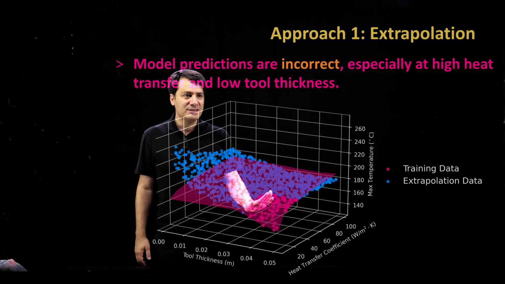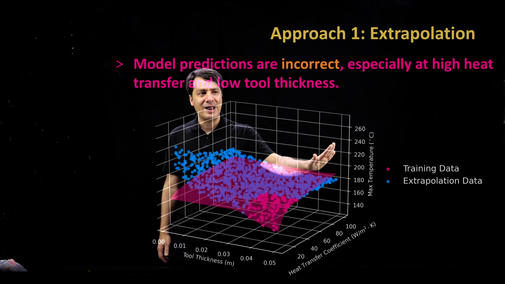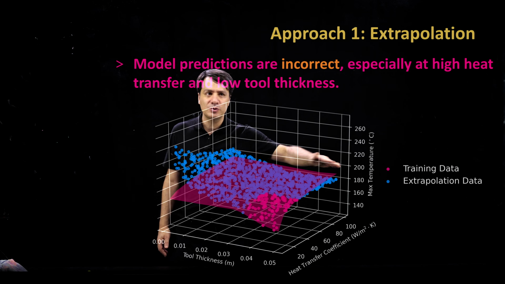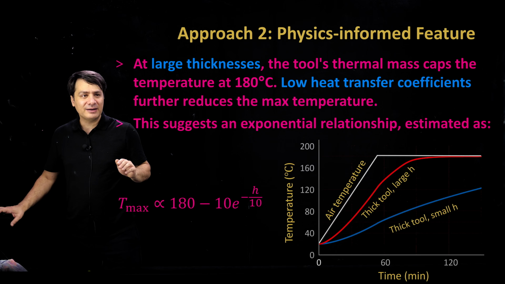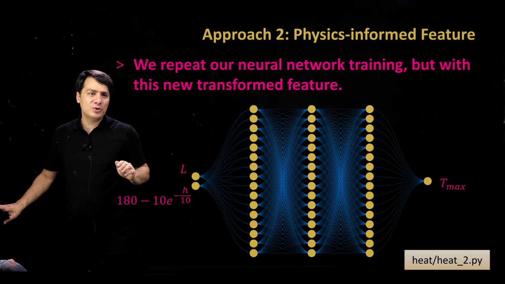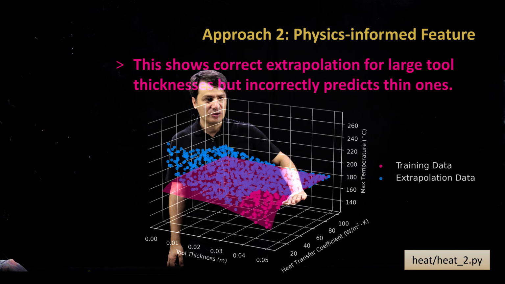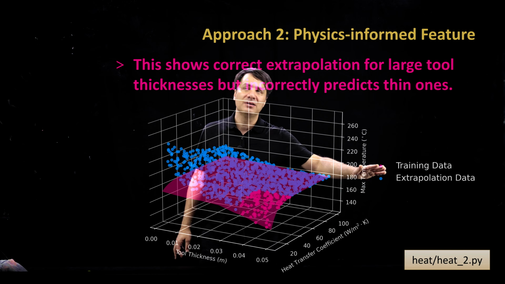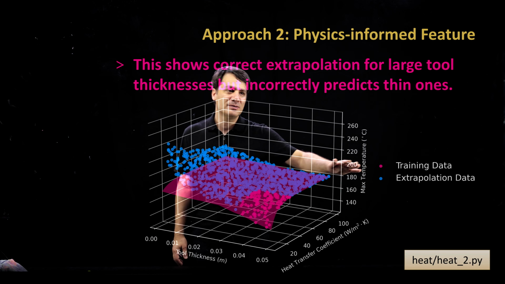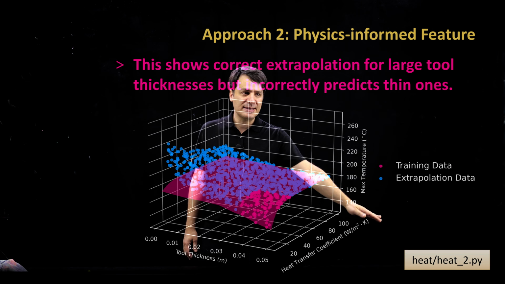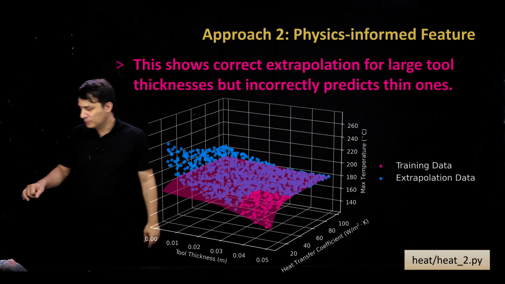It predicts that the Tmax still goes up with a slow ramp. But in reality, it shouldn't go up. It should just plateau to a specific temperature. And that's what we inform the neural network. And this is what it also captures. When you transform your features based on that underlying correlations, it becomes very good in the area that you're trying to enforce. So the details of that are in the heat2.py.